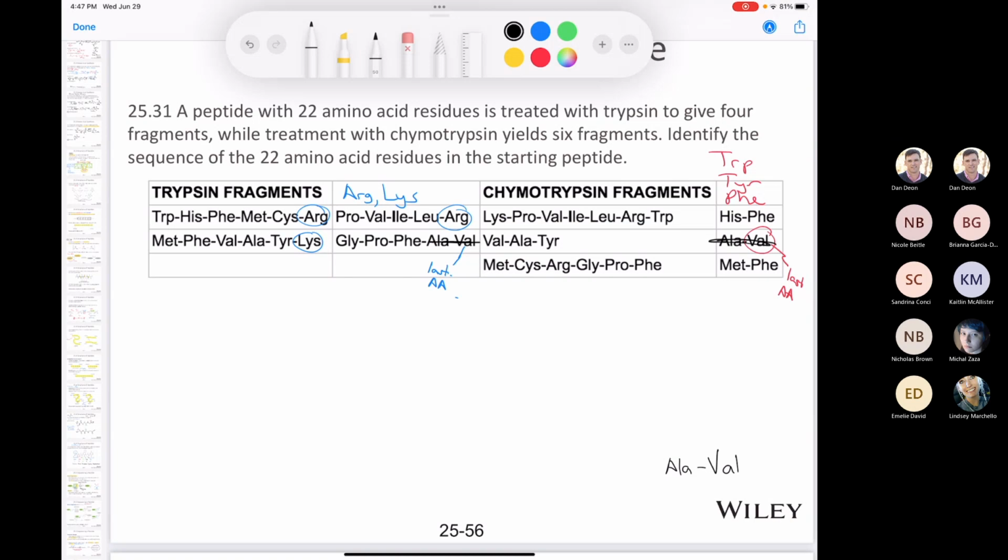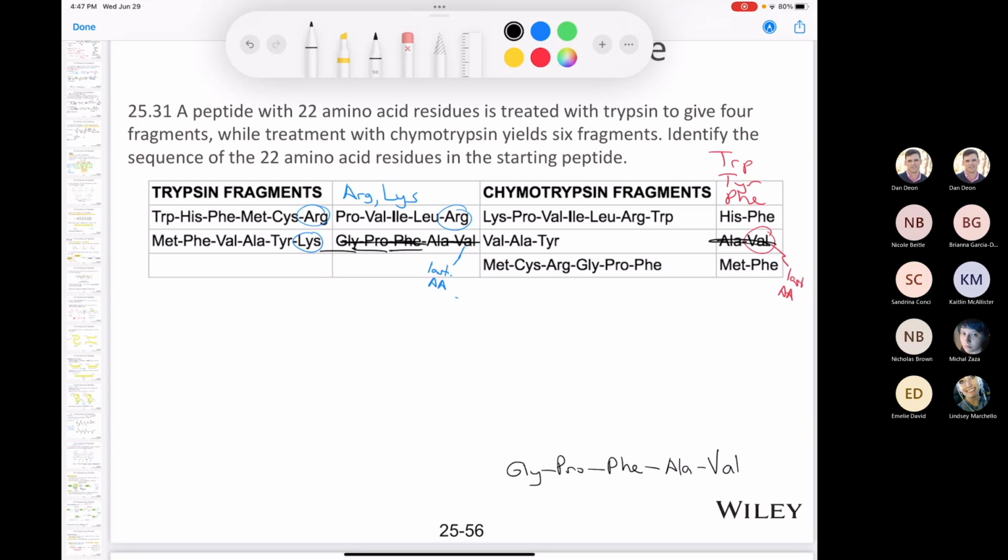Yeah, but it's the only place that you have the valine on the end. So this must be the C terminus. So then after the valine and alanine, we're going to go to the phenylalanine, proline, and glycine. So we can cross these three off.